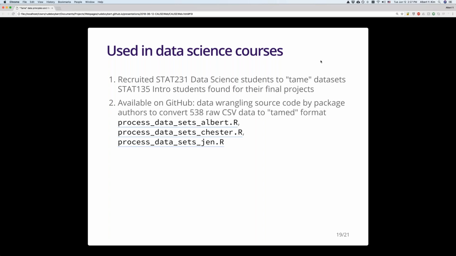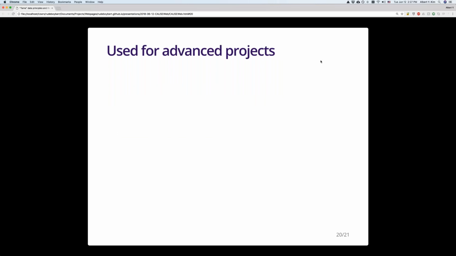Next, the source code that we used to convert the raw 538 data to tamed format is available on the 538R package's GitHub page. If you look at these three files here, for example, you'll see all the code that we use in order to convert that raw data to tamed data format. So these can be used as exercises in intermediate level data science courses. Unfortunately, I'm exceeding my time limit, so I will skip this next slide about how it can be used for advanced projects. But again, if you have any questions about this, please do not hesitate to ask.